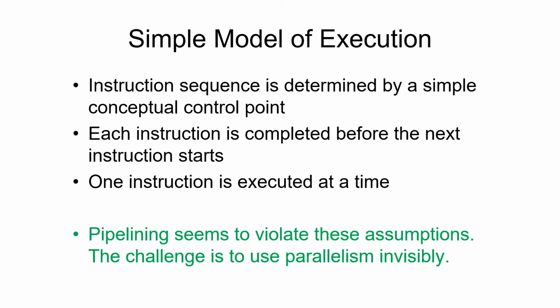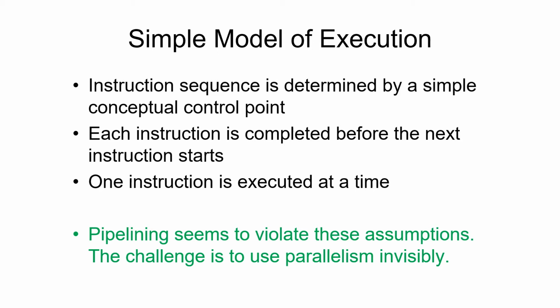We have a simple model of execution that we use. That is, we consider each instruction is run by a conceptual control point. If you're running the debugger, you can think of the debugger stepping line by line through your program, and we expect it to execute like that. Each instruction is completed before the next instruction starts, and we execute one instruction at a time.